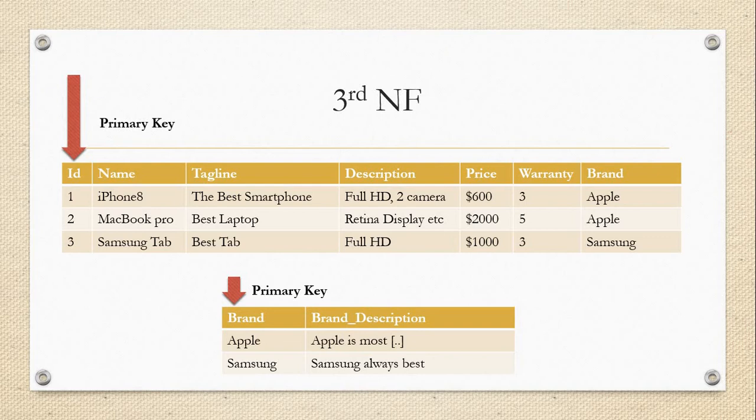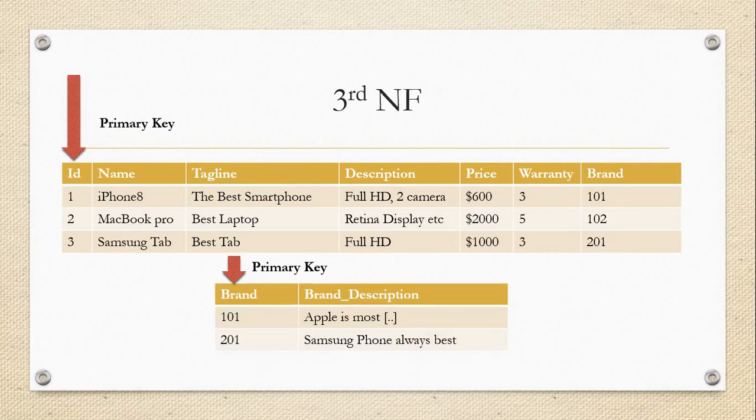So let's change that information. Here I changed the information and have given different codes. For iPhone I gave 101, for MacBook I gave 102, and for Samsung I gave 201. This one is a foreign key, and I have replicated it in the brand section. So 101, 201, 102, assume that.